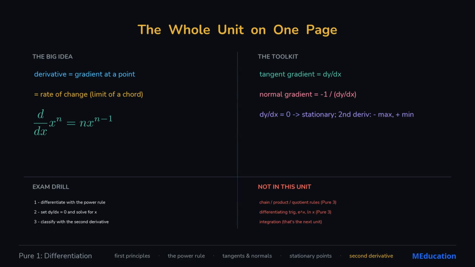And the boundary fence so you do not overreach. The chain, product, and quotient rules belong to pure 3, along with differentiating sine, cosine, e to the x, and natural log. Integration is the very next unit, not this one. So differentiation is gradient, power rule, tangents, and turning points, and nothing fancier.